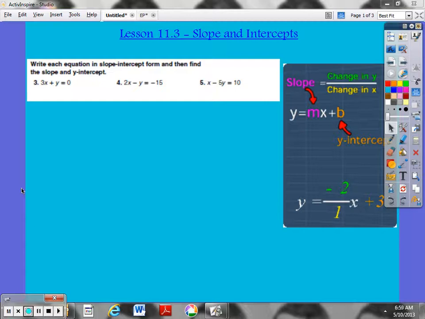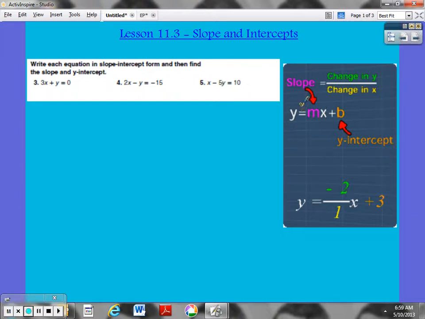So today, we're going to try something a little bit more complicated. Again, very detail oriented. A lot of steps. You have to really know the process in order to be successful with these. So I'm just going to do one of these. Let's read the directions first. Write each equation in slope-intercept form and then find the slope and y-intercept. And if you forget what slope-intercept form is, it is right here.